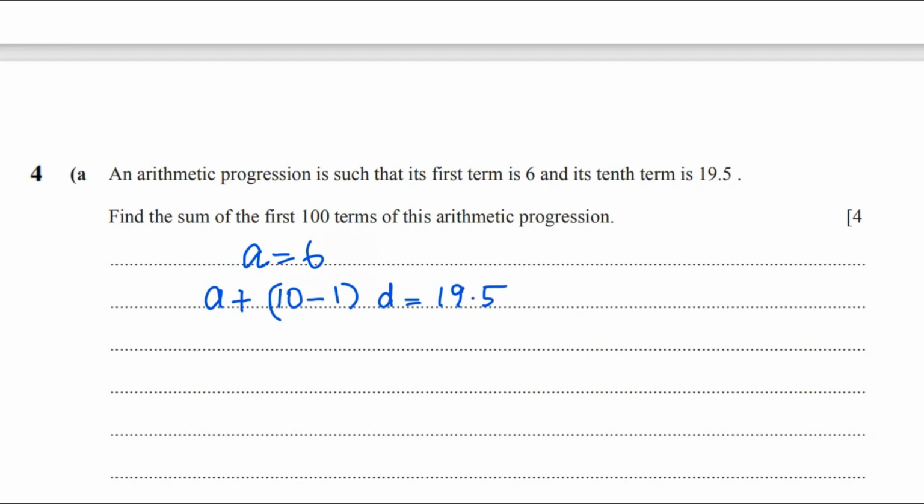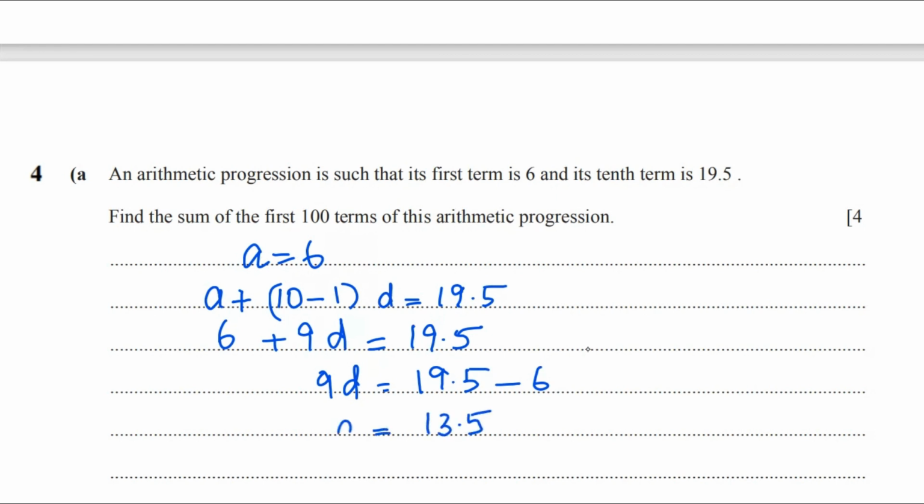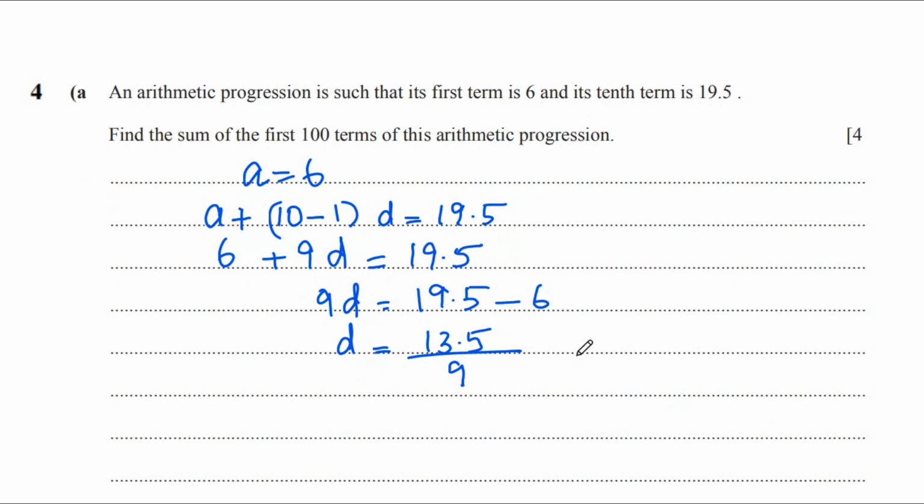Okay, substitute the value of a as 6, so 6 plus 9d equal to 19.5. So 9d is equal to 19.5 minus 6, which is 13.5. So d will be 13.5 divided by 9. And this is equal to 1.5.